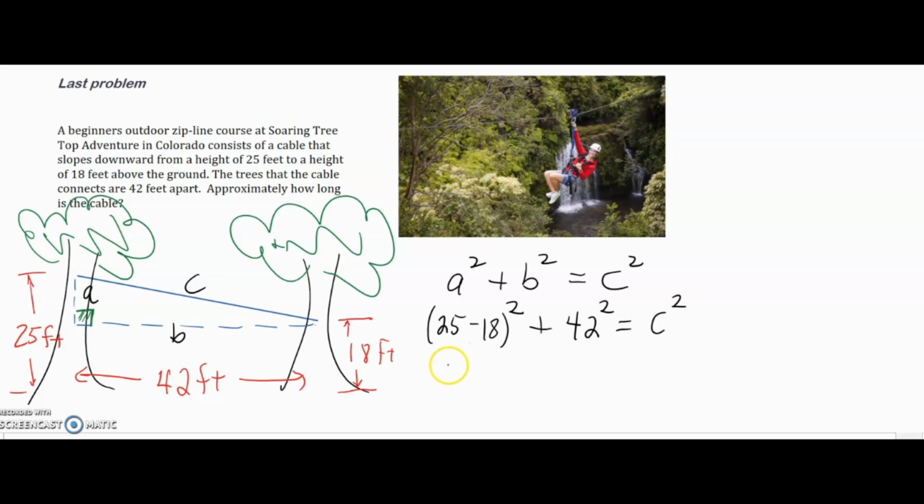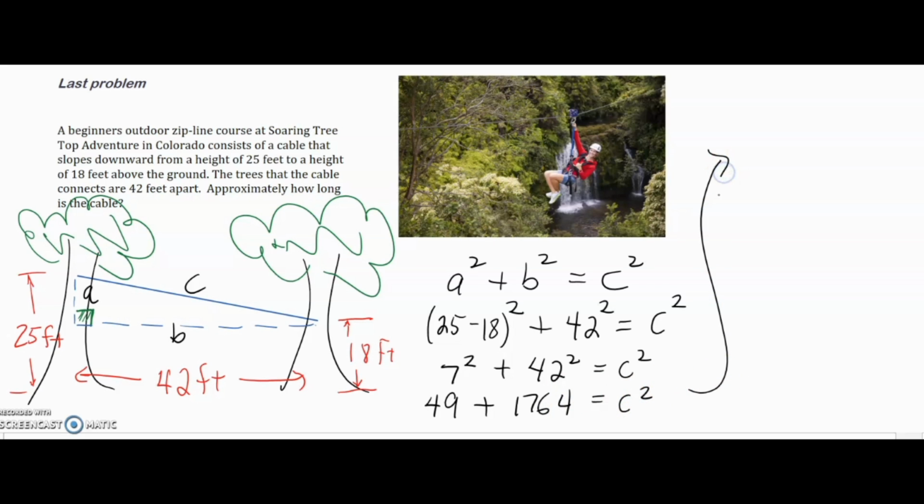Got it. 7, so that's 7 squared. And here's my 42 squared and C squared. Now, what is 7 squared? That should be 49. And 42 squared, 1,764. Check my math. And if I move up here and I add them, I should get 1,813 is equal to C squared.